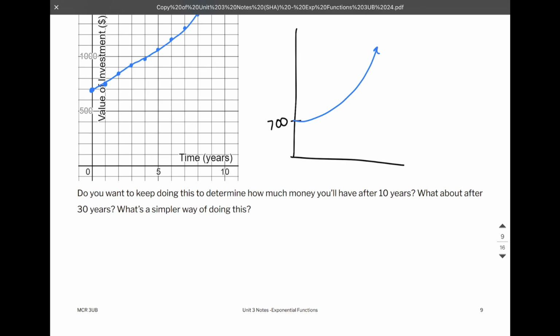So do you want to keep doing this to determine how much money you'll have after 10 years or after 30 years? What's a simpler way of doing this? Writing out an equation, which in this example would be y equals 700 times 1.09 to the power of x.